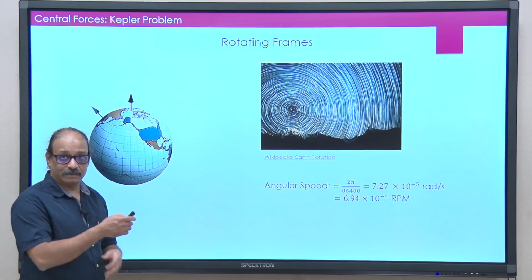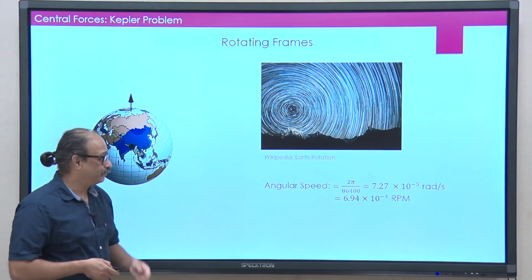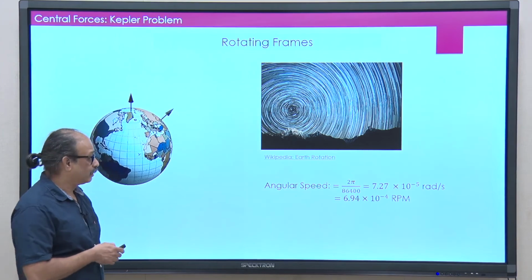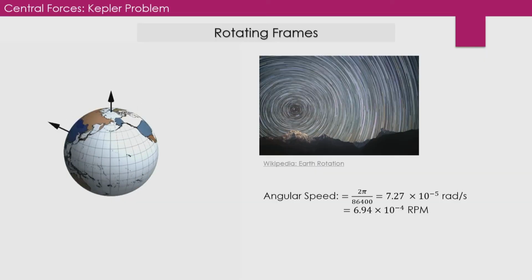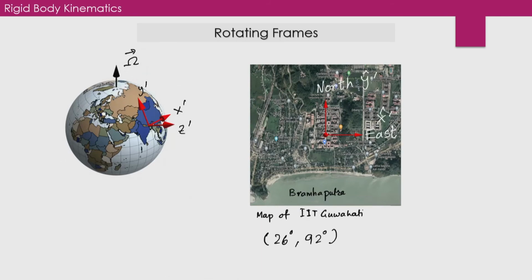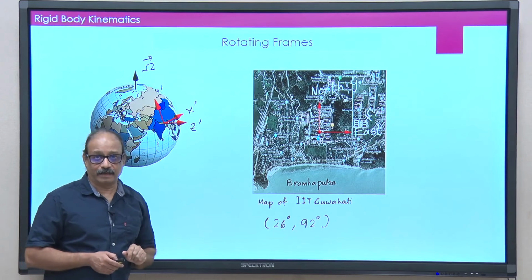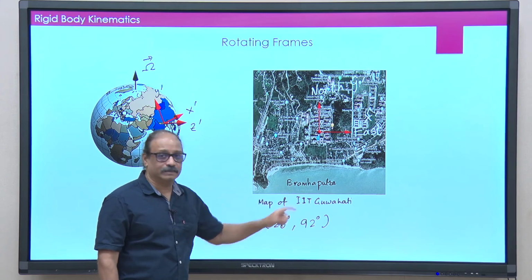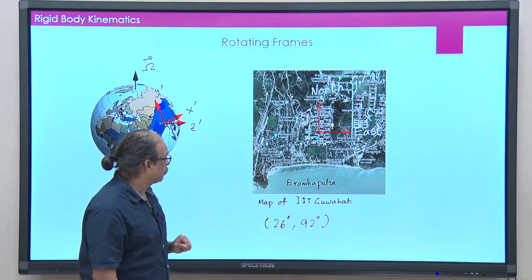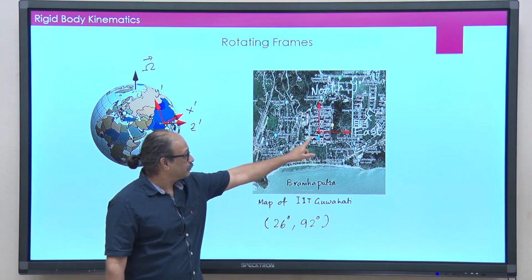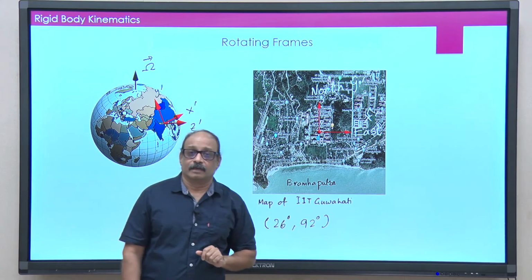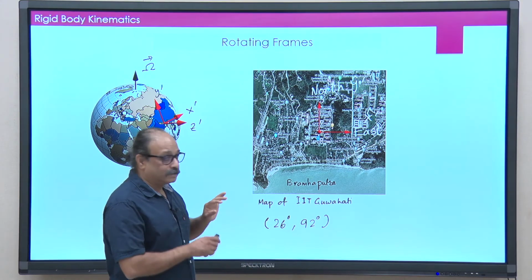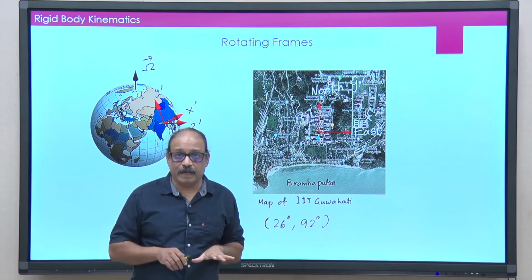We do not see the Coriolis force in a very big way, or the centrifugal force in a very big way here. So, the point that we are showing here is basically where I am standing. This is at IIT Guwahati. This is basically the map of IIT Guwahati, and you can see this beautiful Brahmaputra there. Now, this is where the physics department is, and this is where we actually do the calculations.